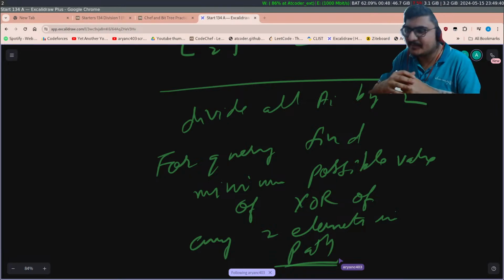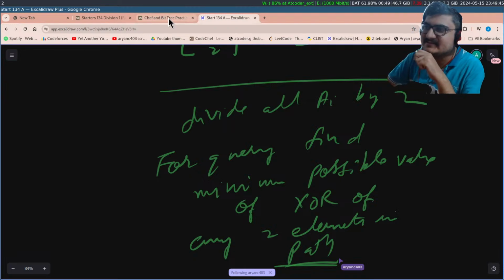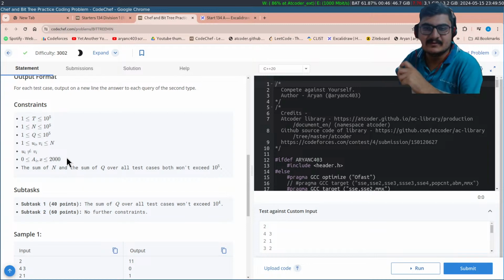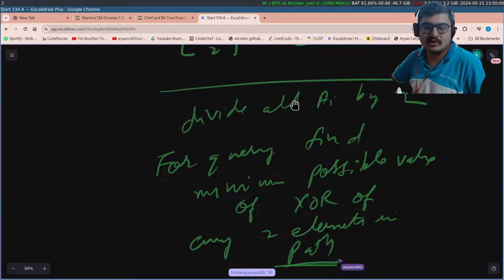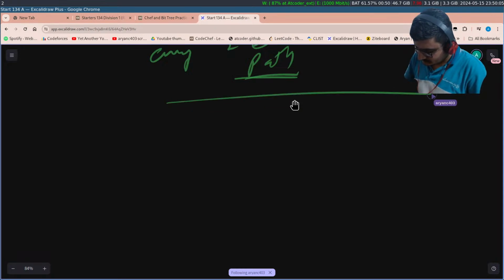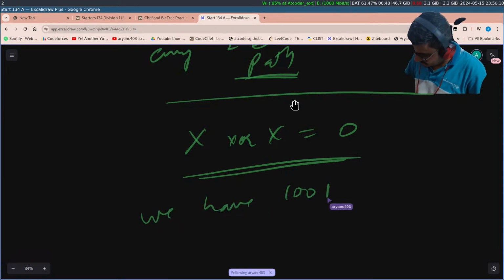So now coming back to the problem, we want the minimum possible value of XOR. The next critical part was to notice that all A_i and X are up to 2000. So when you divide by 2, the values would be up to 1000 only. The other critical observation is that XOR of two same numbers is 0: X XOR X is 0. And we have 1001 distinct values.